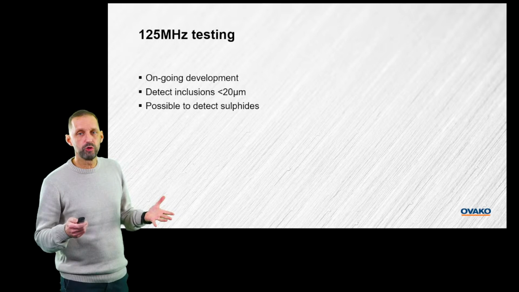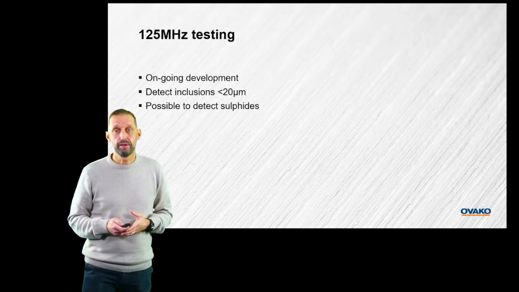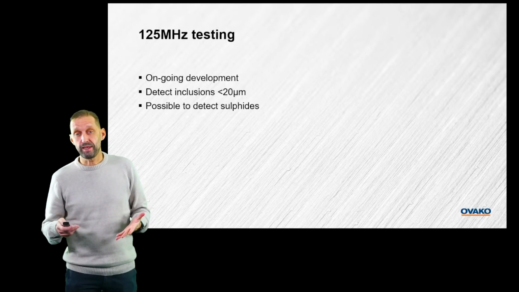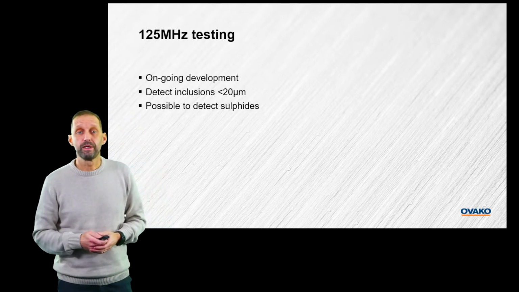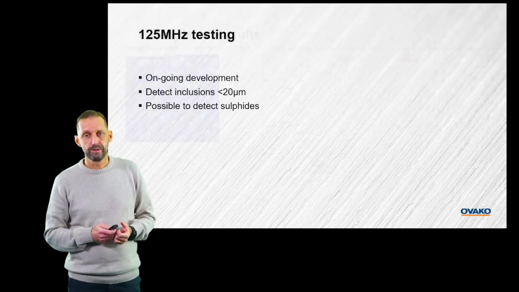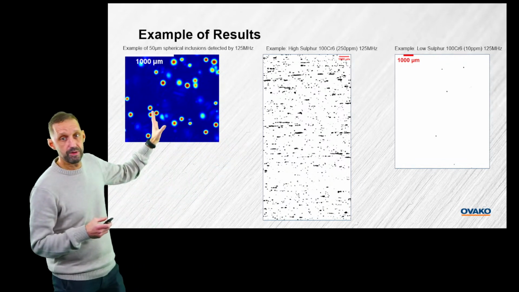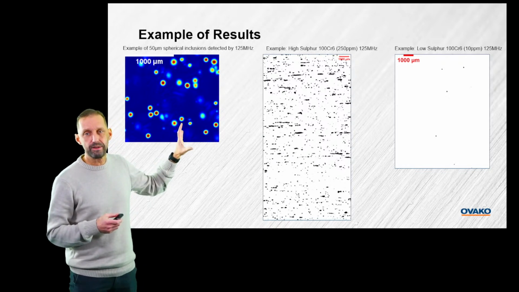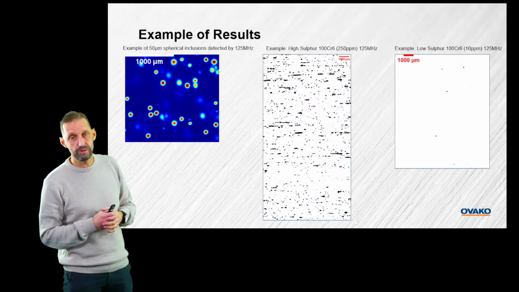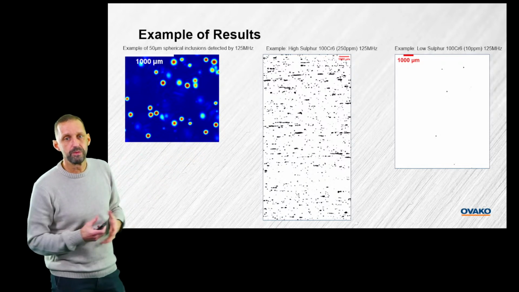We are also developing work with 125 megahertz. This is extremely high frequency, but also frequencies in between. We see that it's possible to detect defects down to less than 20 microns. It's even possible to see and detect sulfides. This is just a model material that we have. It becomes extremely clear. The defects in it are 50 microns, and they are very easy to see. Remember, that was the limit for 25. Here it's extremely easy to see.